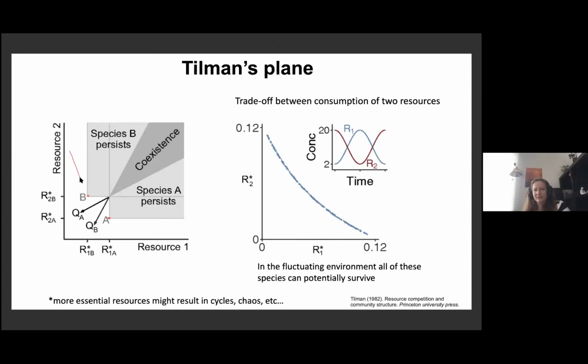So if you start to throw in more and more microbes, they will end up on a line like this. And many microbes will be here on the Tilman plane. And those intersection points will be your possible community states that will be realized in different environments.